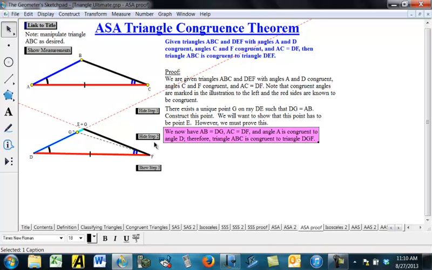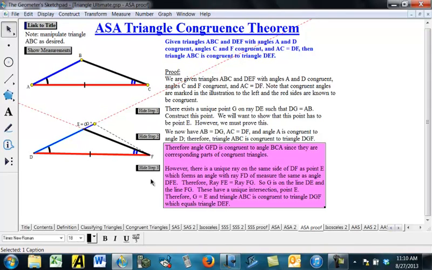Now, what do we have now? We have that AB and DG, this blue side is congruent to that blue side. We also have this angle here at D and angle at A are congruent, and the two red sides are congruent. So by the side-angle-side postulate, the triangle BAC has to be congruent to the triangle GDF. Okay, so those two triangles must be congruent.